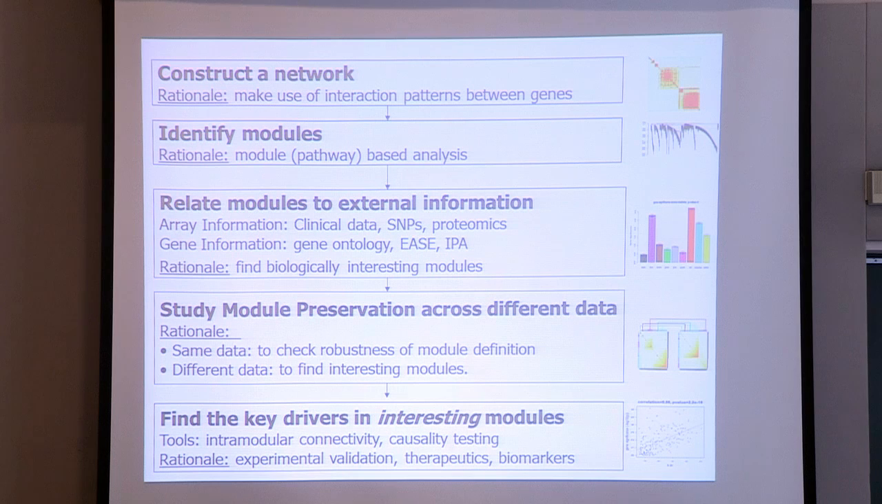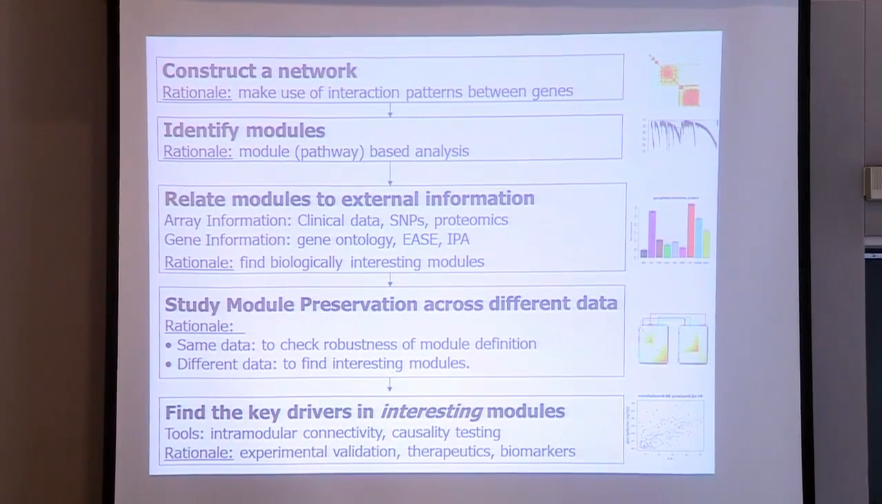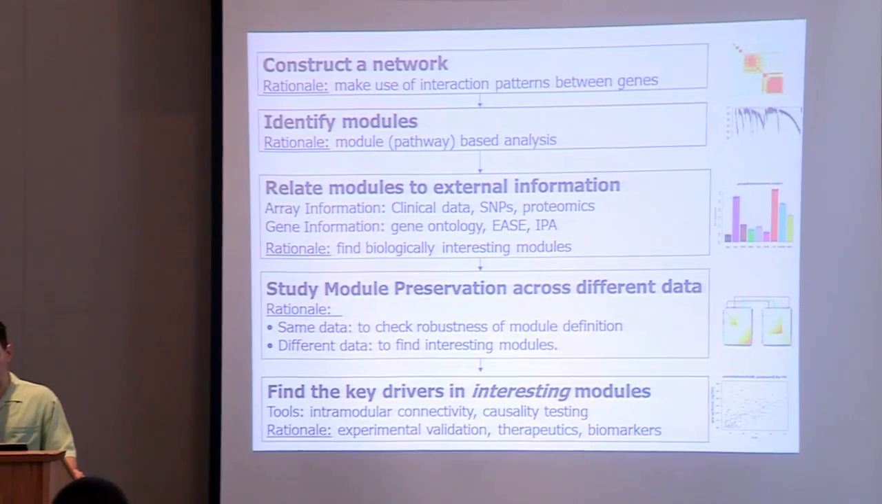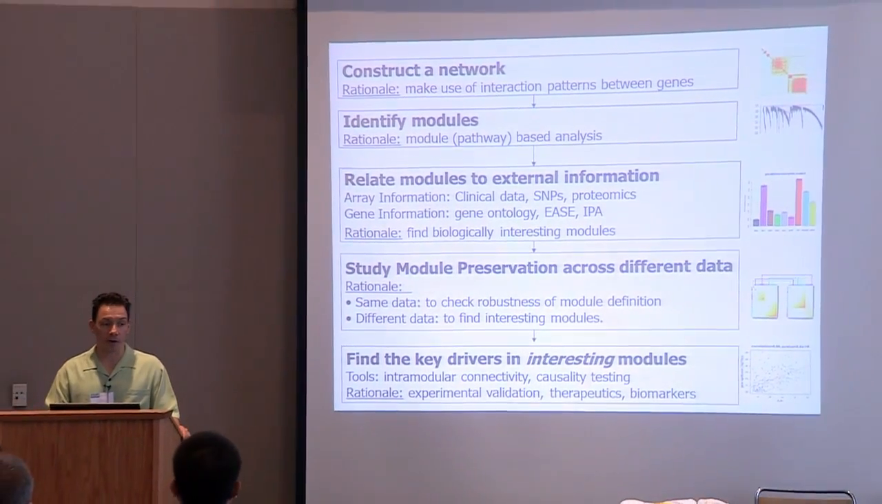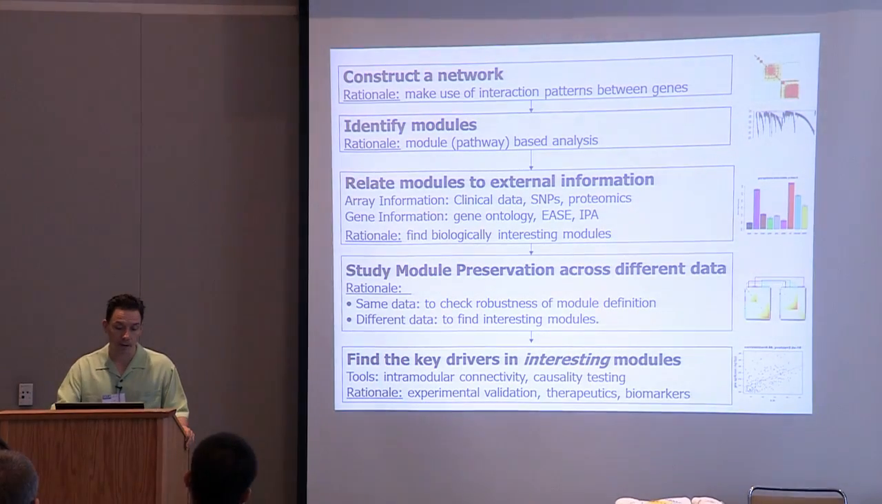In step number 4, we study the module preservation across different data sets. And why is that? Well, we do it because we typically want to check the robustness of our modules. If we have one lung cancer data set, we want to know which of the modules can be found in the second lung cancer data set. And just to convince the reviewers of our articles that what we have found is not some artifact.